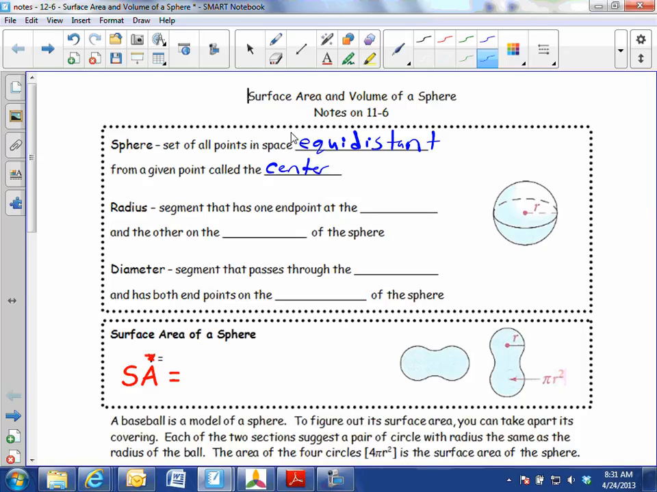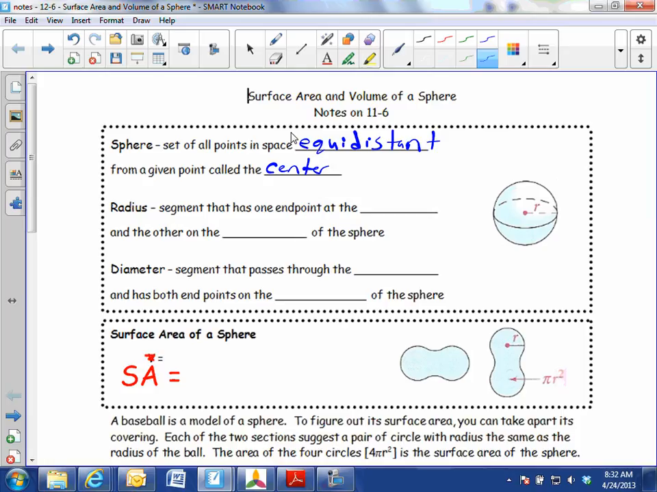So it's really close to the definition of a circle, because a circle is equidistant from the center as well. But with a circle, it's flat. We're talking about in a plane. In this case, they're talking about in space. So in space means it's three-dimensional. In a plane means it's flat. But they really have the same definition.